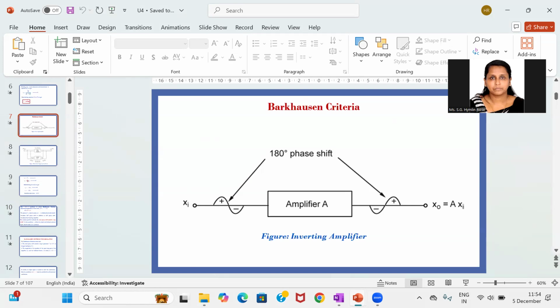There are two conditions it mainly satisfies. One is the loop gain. What is that loop gain? The product of the feedback and the amplifier gain is equal to 1. And our second condition is the phase shift through the loop is either 0 or an integer multiple of 2 pi, that is 360 degrees. So these two conditions are the conditions for a stable oscillation. The Barkhausen criteria is a necessary but not sufficient condition for oscillation. Certain circuits meet the requirement but do not oscillate. Therefore, these two conditions have to be satisfied for achieving the oscillation condition.